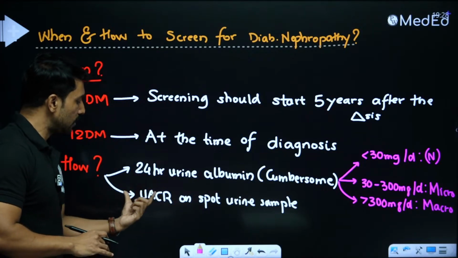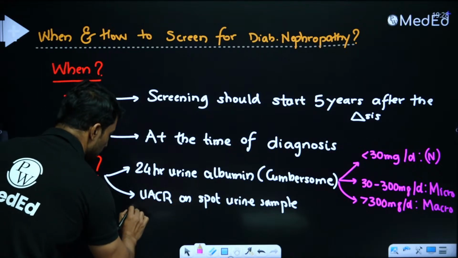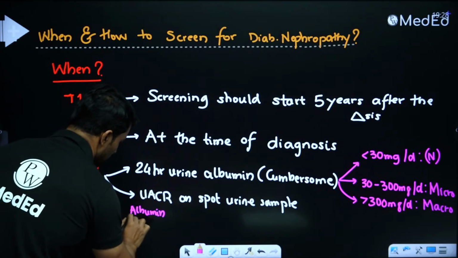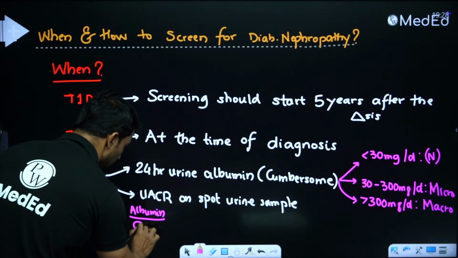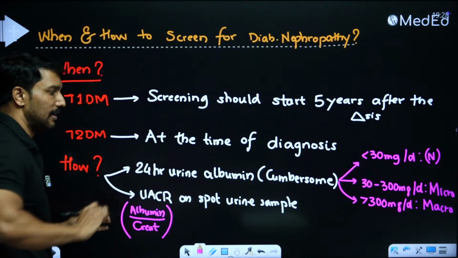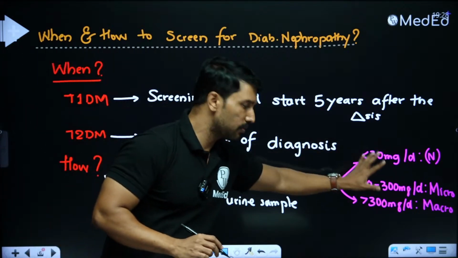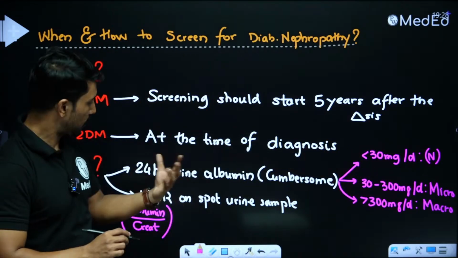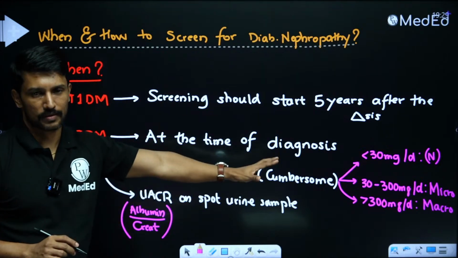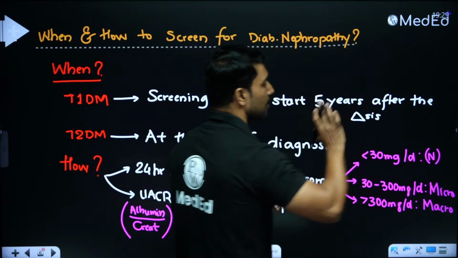Now what should be the criteria if I am following urine albumin creatinine ratio? So on the spot sample, we are basically calculating how much is the albumin per liter of urine and how much is the creatinine. That is basically urine albumin creatinine ratio, not the blood, urine sample. You have to remember the same numbers. There is no difference in the UACR for the numbers. Only change we will do is, instead of per day, we will say per gram.